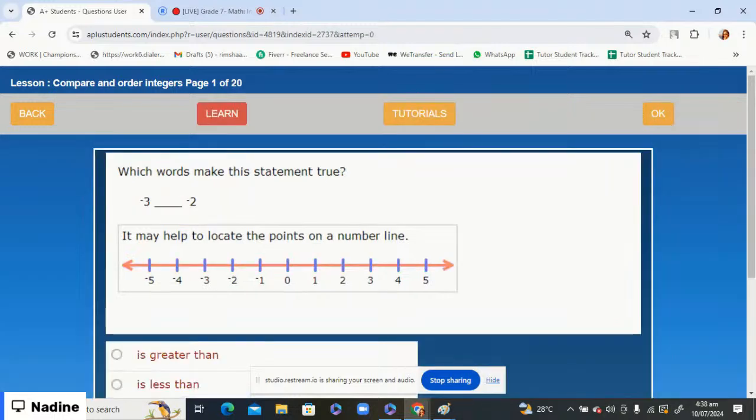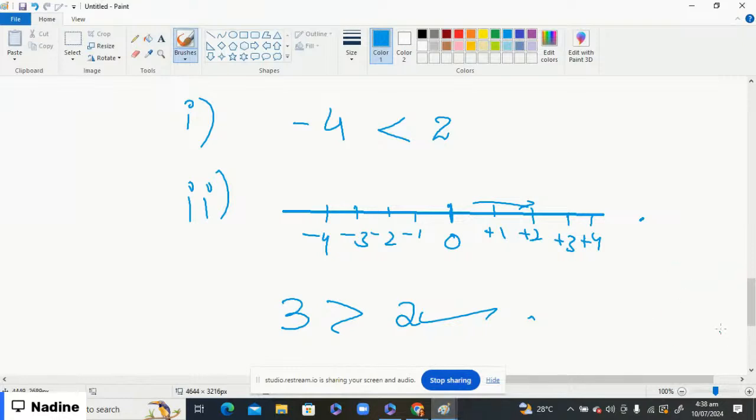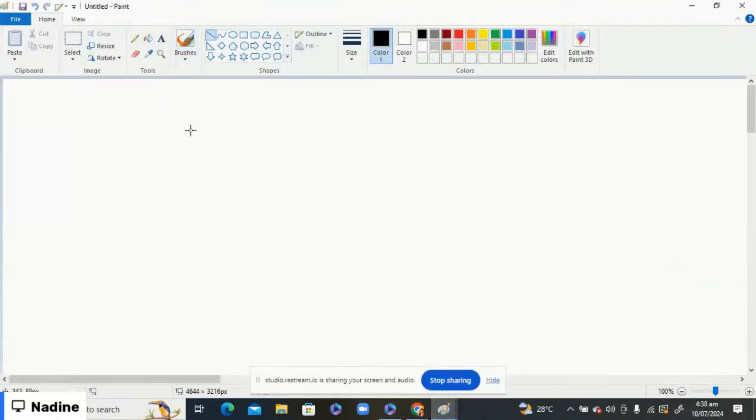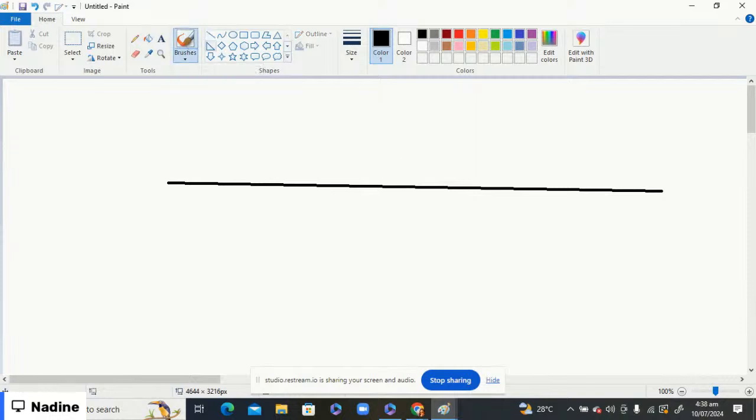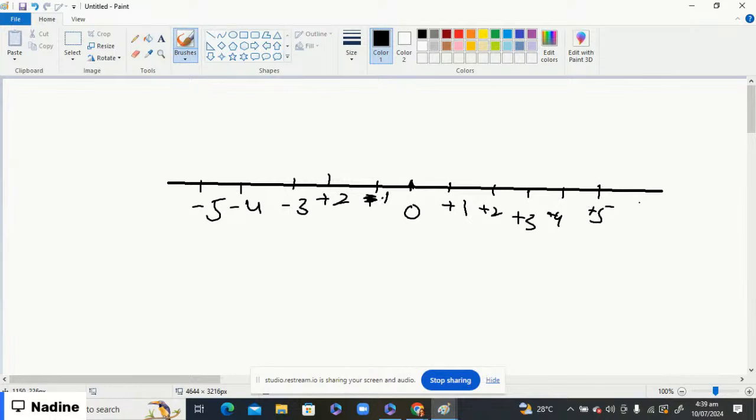Let's do some test questions. It's minus 3 and minus 2. Which number makes this statement true? Now both have a minus sign, so they both are negative. Let's check. There is 0, and on that side it's minus 1, minus 2, minus 3, minus 4, minus 5. And we are going to put plus 1 here, plus 2 here, plus 3 here, plus 4 here, and plus 5. Okay, this is what we have done. Now we check it out, is 3 greater or is minus 2 greater? Sorry, minus 3 or minus 2.